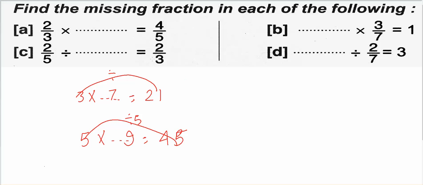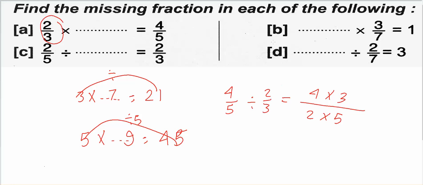2 over 3 times space equals 4 over 5. To get this number, we have to divide 4 over 5 by 2 over 3. We can do it by multiplying by the reciprocal, or you can do cross multiplication. 4 times 3, 2 times 5.